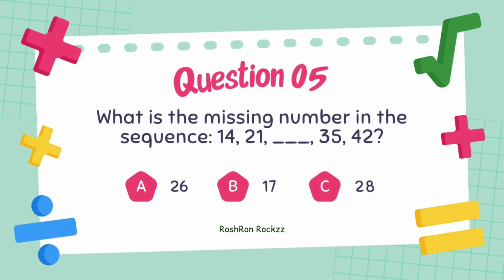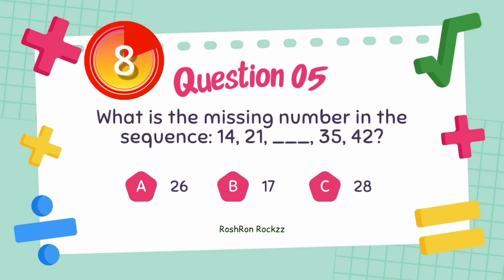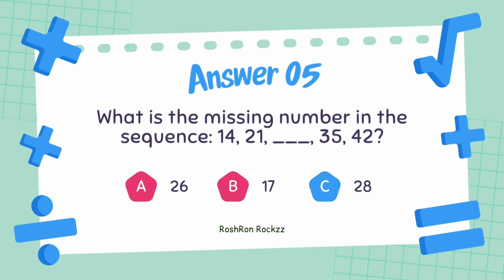Question 5. What is the missing number in the sequence? 14, 21, dash, 35, 42. The answer is option C, 28. Each number in the sequence is a multiple of 7.